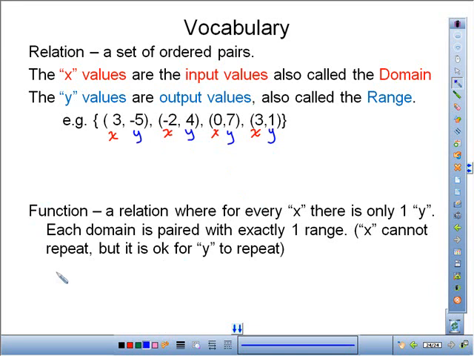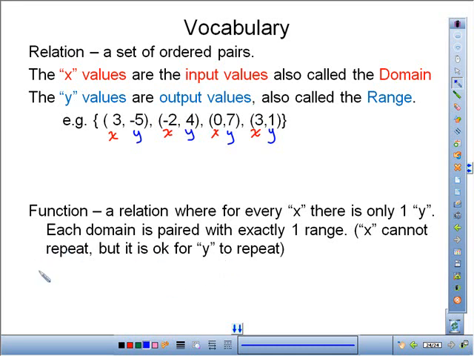Now, a function is a relation where for every x, there is only one y. Right? Each domain is paired with exactly one range, meaning x cannot repeat. In a function, the x value cannot repeat, but it's okay for the y value to repeat.